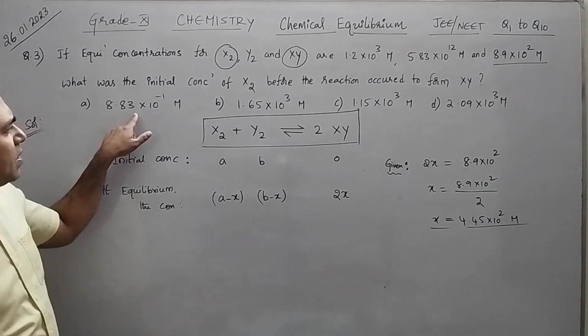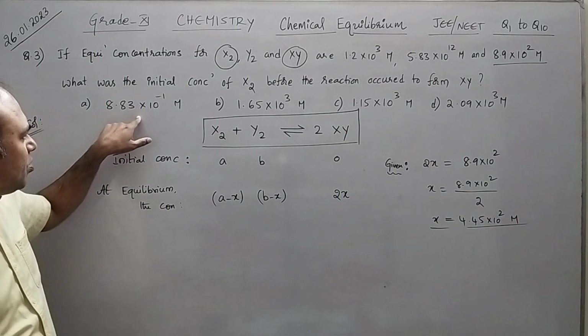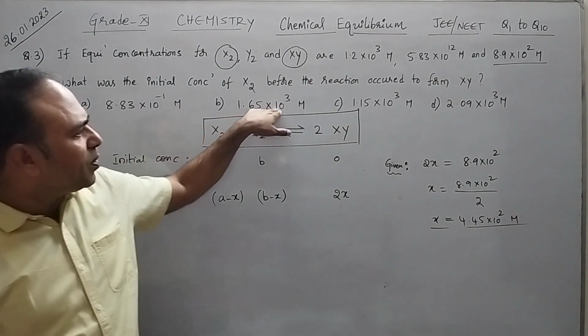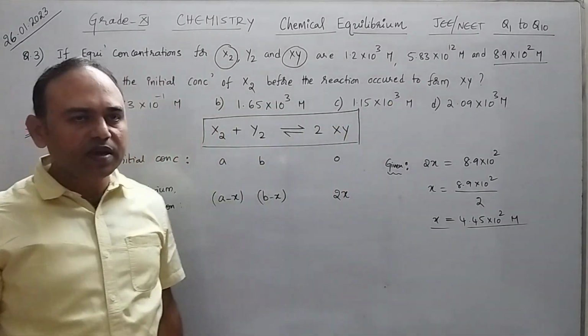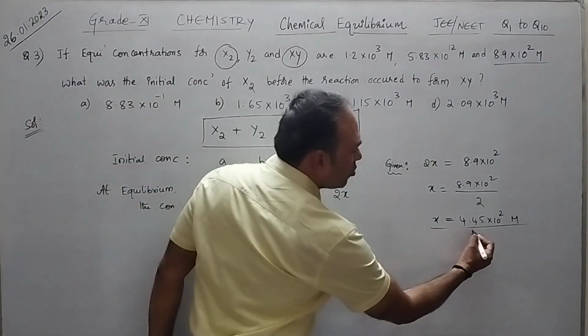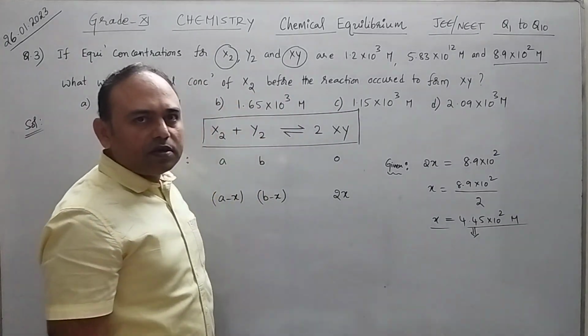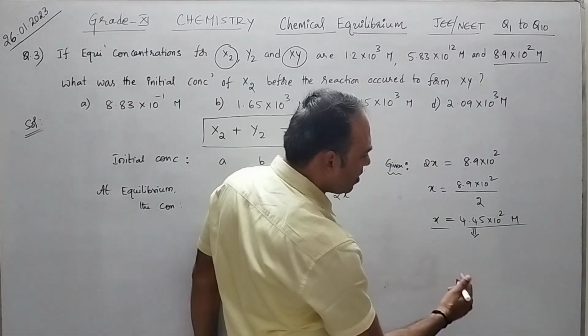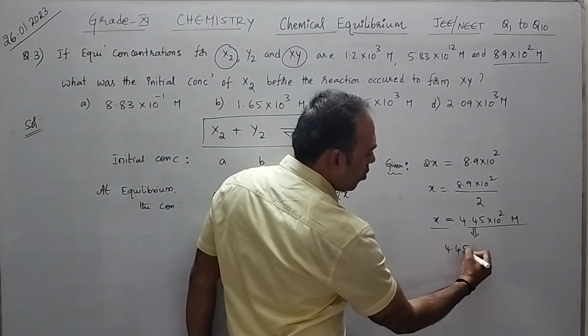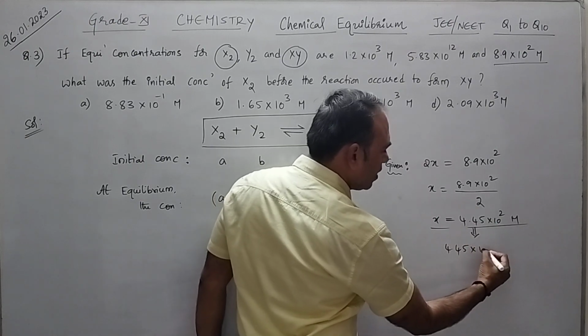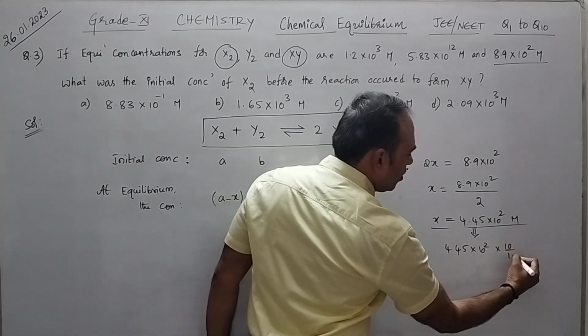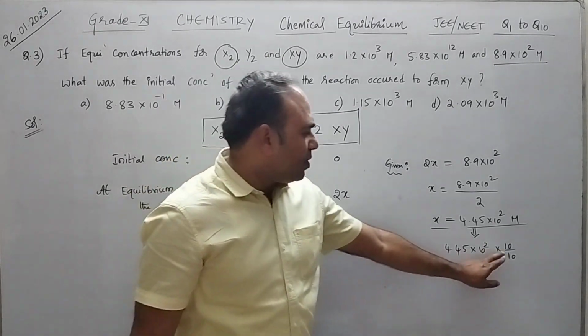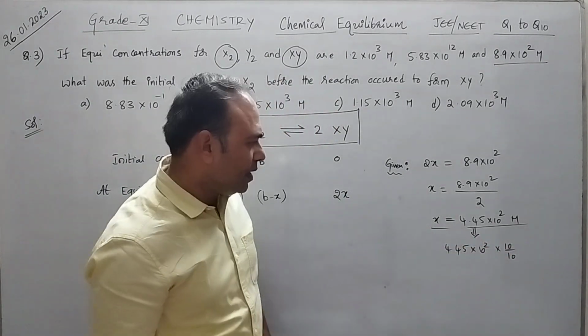And observe the options given. In the options we have 10 power 3, 10 power 3 and 10 to the power of 3. So to make it easy, what you should do is convert 10 square into 10 to the power of 3. You know the method, I am again explaining it. 4.45 into 10 square, you can multiply and divide by 10. So 10 by 10 is 1, so you can write 10 by 10 here.